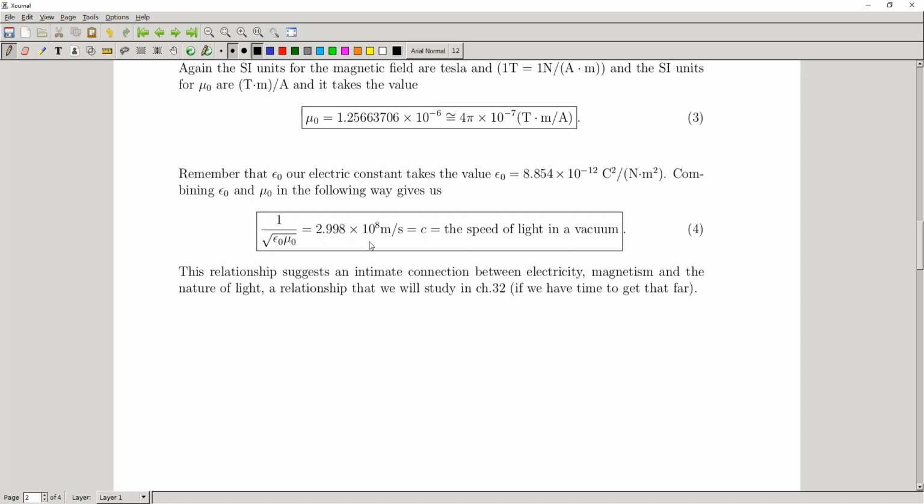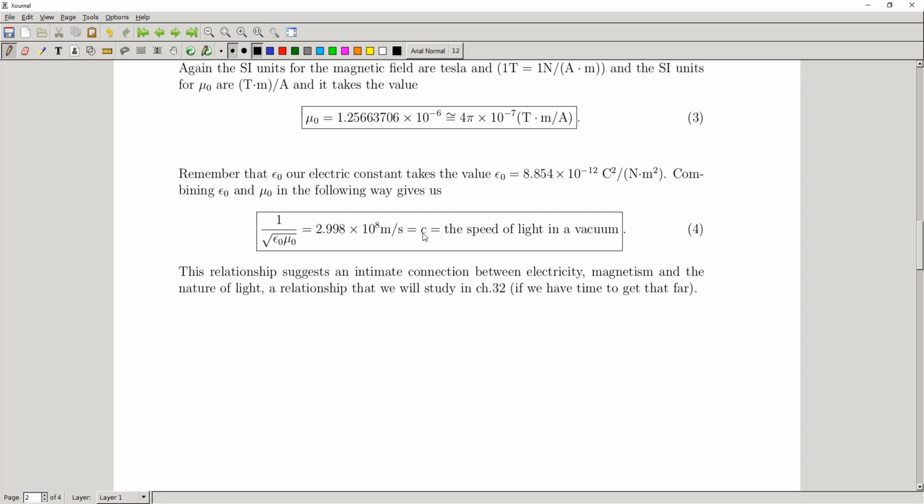We don't really know why this is the case. I mean, physicists know why this is the case, but right now at this point in the course, we're not sure that there's a good reason to motivate why this happens. But it's an interesting coincidence, right? The relationship between the electric constant, the magnetic constant, and the speed of light is hinting at a much deeper underlying set of things that's going on that suggests this really intimate connection between electricity, magnetism, and the nature of light.